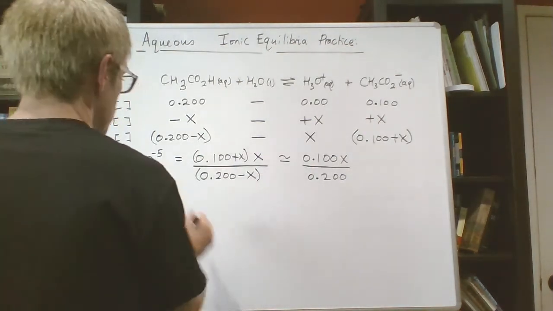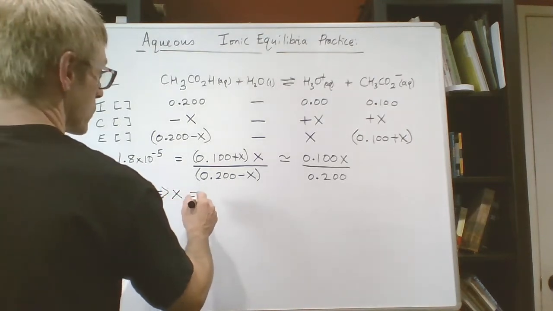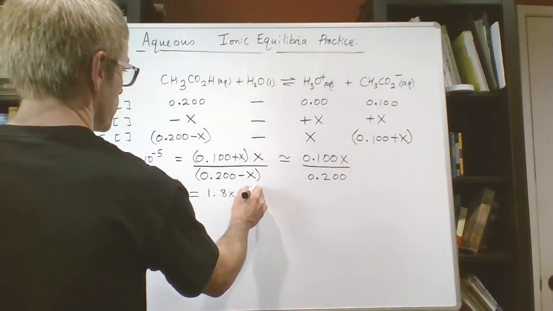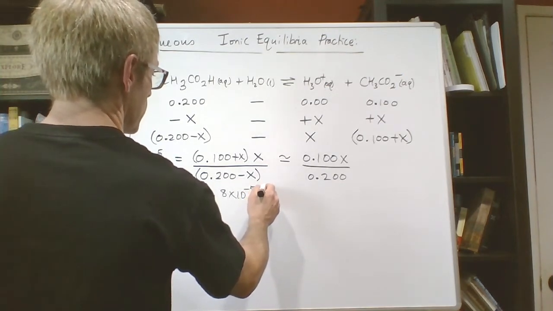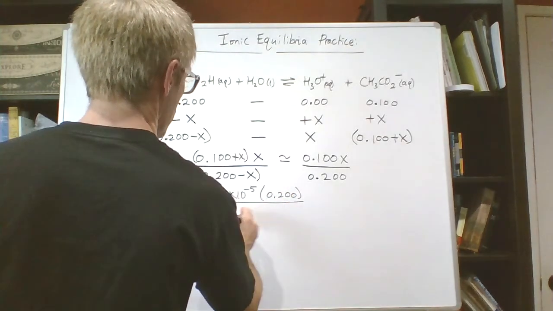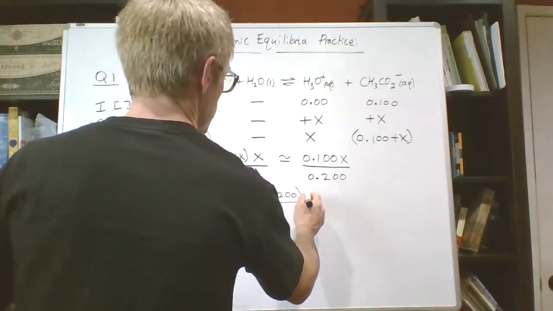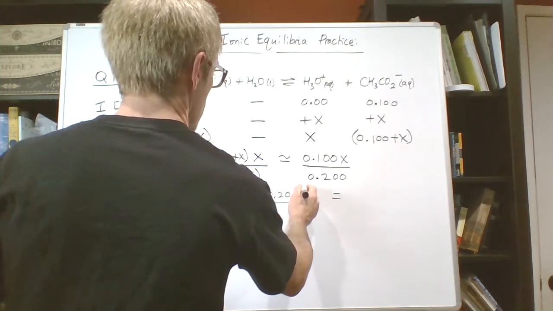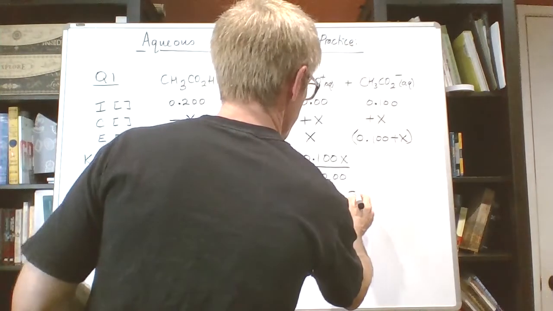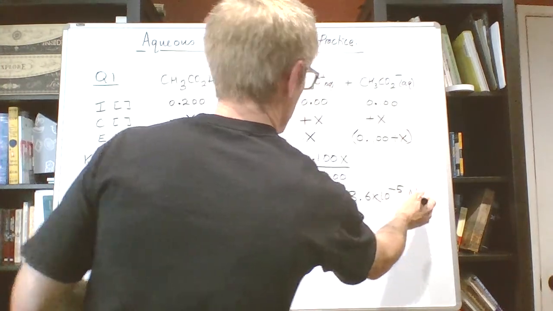If we solve for x, then x is going to be 1.8 by 10 to the negative 5 multiplied by 0.200 divided by 0.100. The whole thing is going to have units of molarity. Which will give us 3.6 by 10 to the negative 5 molarity.